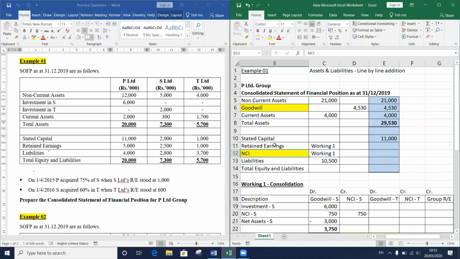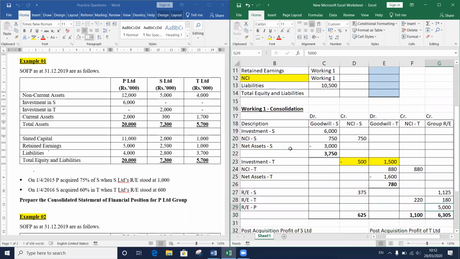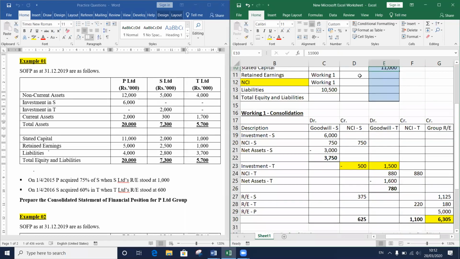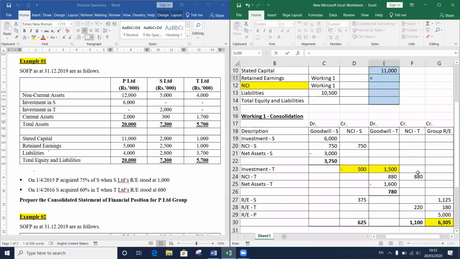NCI we should represent under equity. After showing all the equity components, then we need to show NCI. Right? What is the retained earnings amount? So this is the amount, 6305. This amount, right.